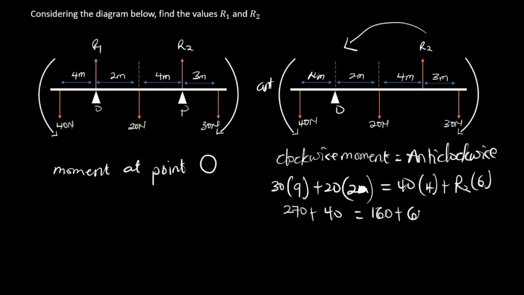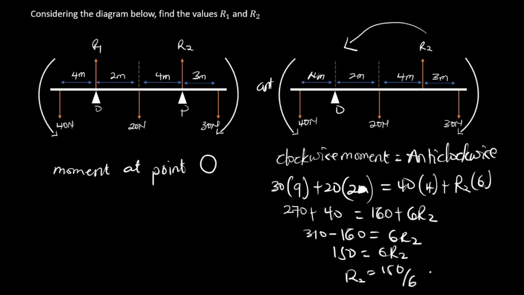160 plus 6R2. So it means this side is now 310, minus, we bring the 160 over here, equal to 6R2. So this is 150 equals 6R2. So our R2 becomes 150 on 6. So finally our R2 is what?